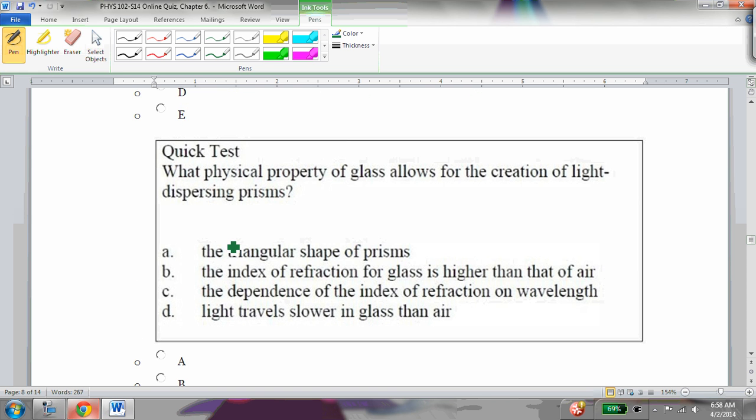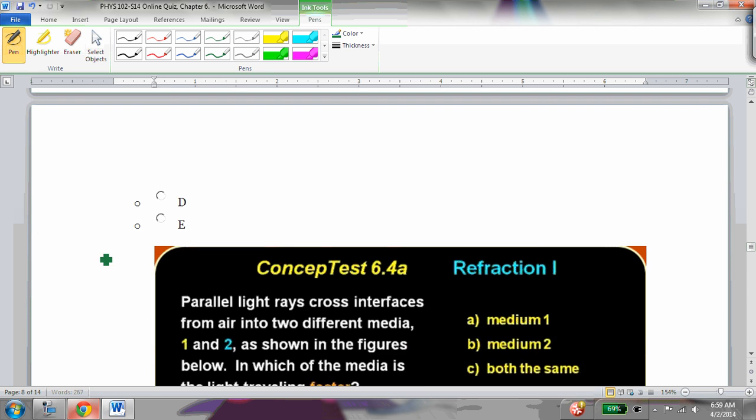Which physical property of glass allows the creation of light dispersing prisms? That's going to be the dependence of the index of refraction on wavelength. So if I were to plot the index versus wavelength, it looks something like this.